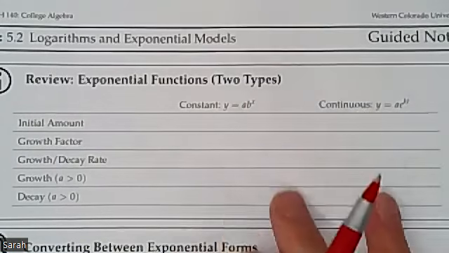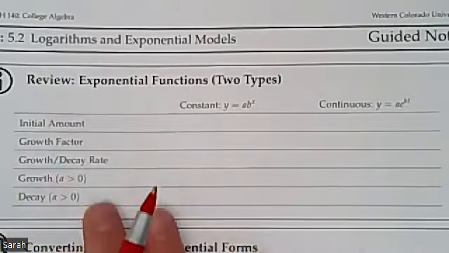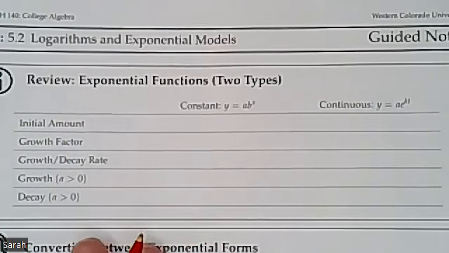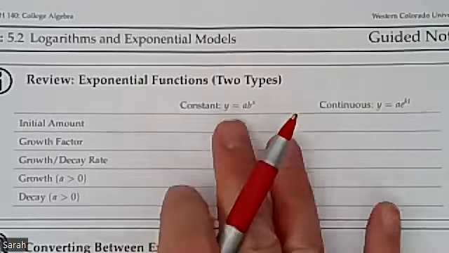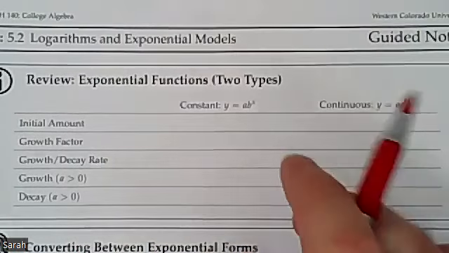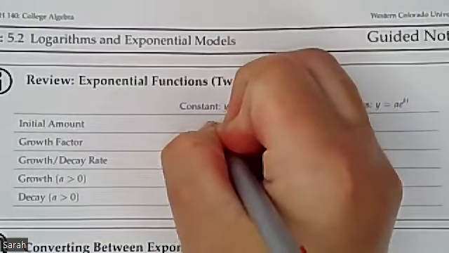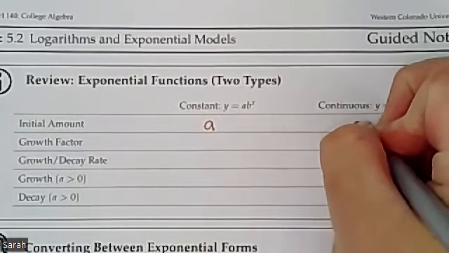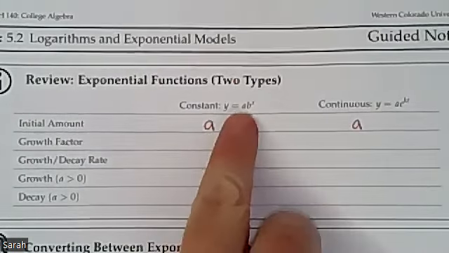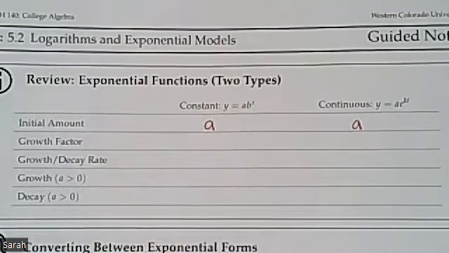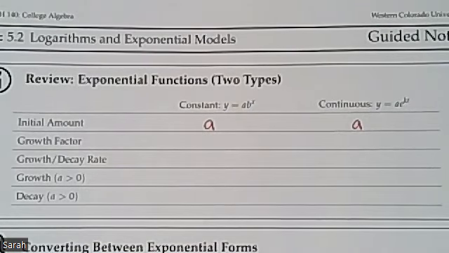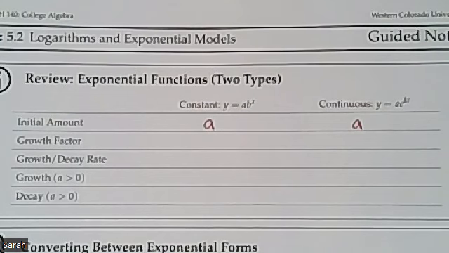So I want to go through and make sure that we're clear on what each of these parts of the equation are. So for our first one, we're looking at what the initial amount is. And for both of these, the initial amount is represented by the same letter, and that's the letter A. Okay, so whatever number is in this place that's representing this letter A is going to be our initial or starting amount.